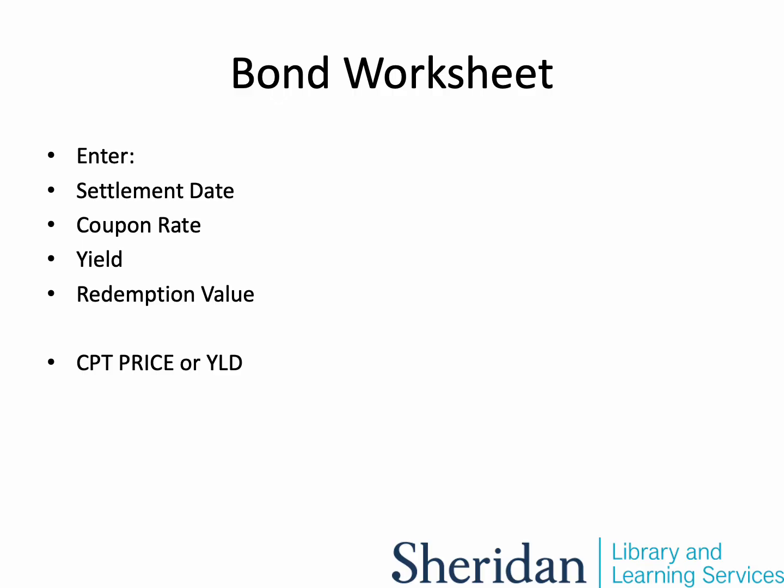For bond questions, BA II Plus has a built-in bond worksheet. You should enter the settlement date, coupon rate, yield, and redemption value. Then you can compute either the bond price or the yield. This worksheet can save a lot of time on bond pricing questions.